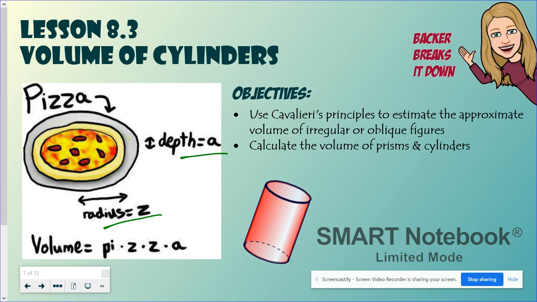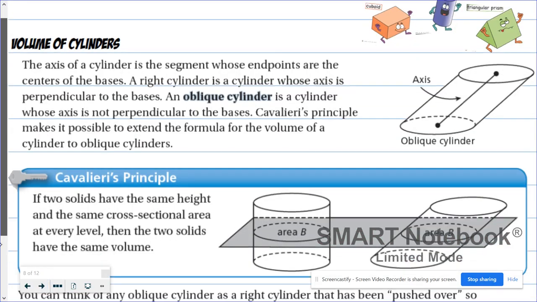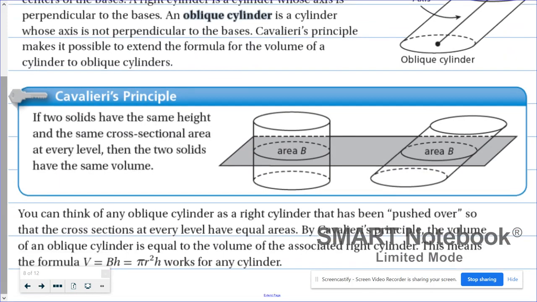Now, volume of a cylinder can be found just like volume of a prism. So let me revisit how we did that. Going back to Cavalieri's principle, if two solids have the same height and the same cross-sectional area at every level, then the two solids have the same volume. We found the volume of a prism by taking the area of the base times the height.